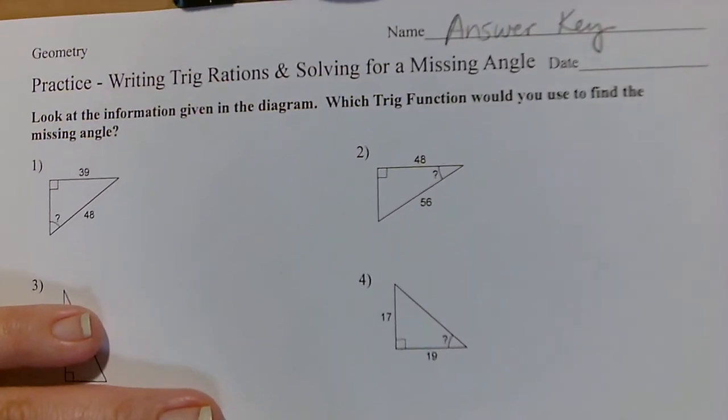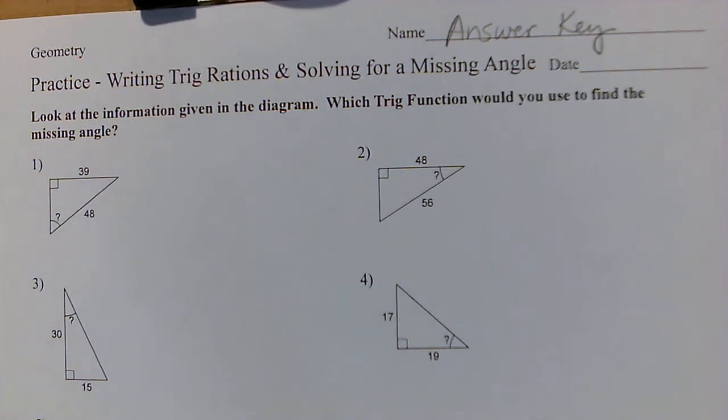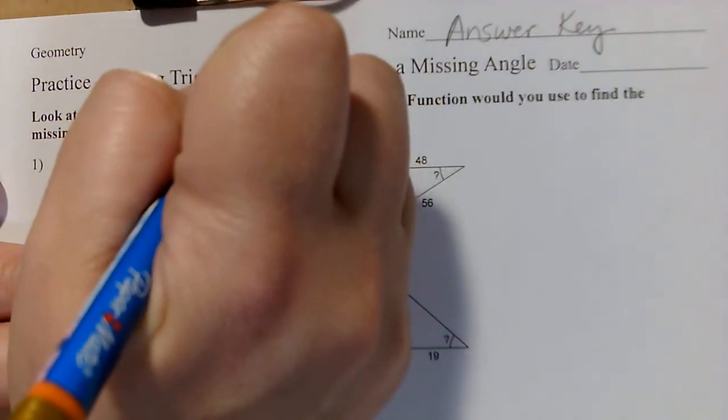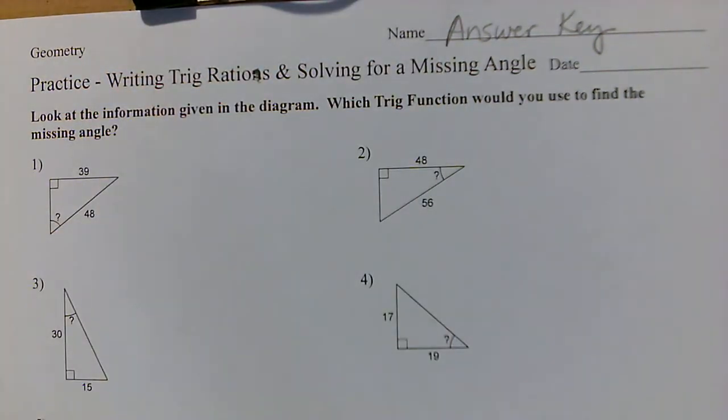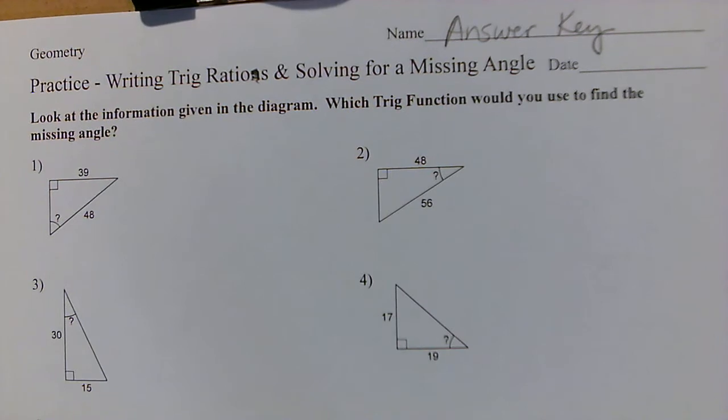Alright, making this quick video just to get you started on this practice in case you're having trouble. So just like what we did in our notebooks when we take notes on writing ratios, oops, this should say ratios, not ratians, and solving for a missing angle, the front side here says, look at the information given in the diagram. Which trig function would you use to find the missing angle?